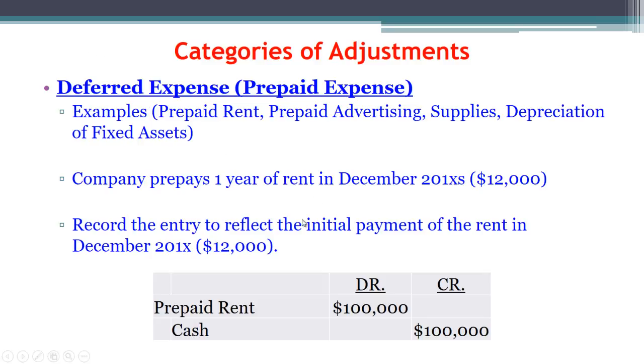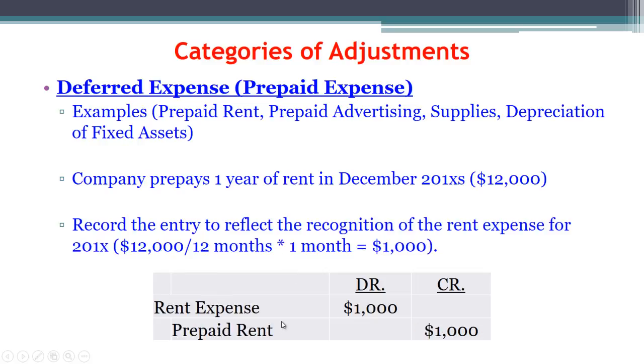So in this first example, we'll take prepaid rent. We prepay 1 year of rent in December of 2016, let's say, $12,000. It's $1,000 a month. So we have to record something right away. Even though it's not an expense yet, we have to record something. So we're going to debit an asset known as prepaid rent for $12,000 in this case. And the credit to cash, because we actually paid it, would be $12,000. My apologies for the typos here with the numbers. It'd be $12,000.